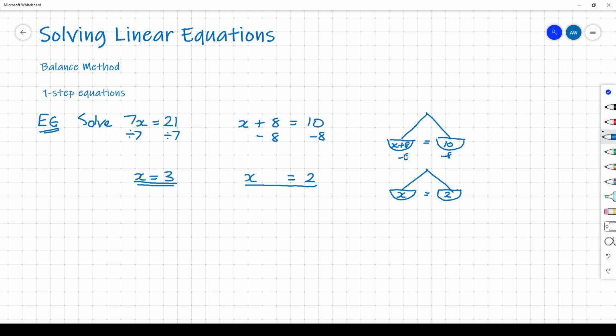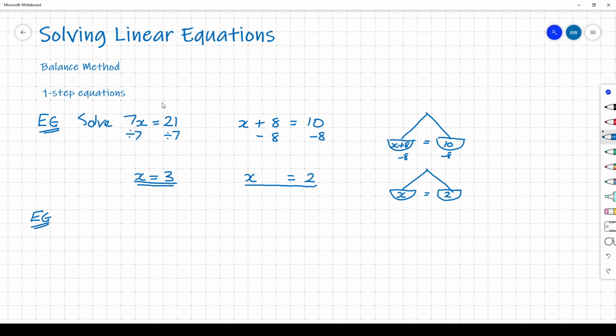Whatever we do to one side of the equation, we must do to the other to keep it balanced. Otherwise you'll end up changing the equation and it becomes a different question, basically, and a different equation to solve.